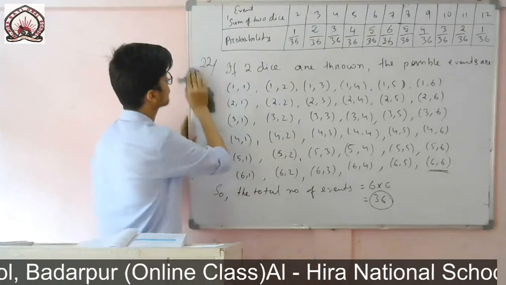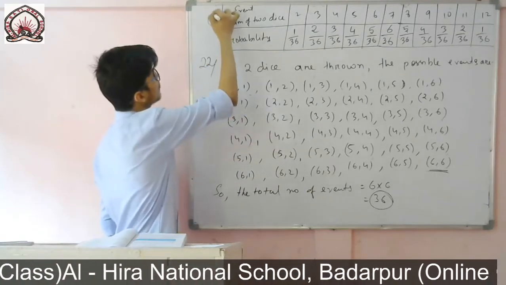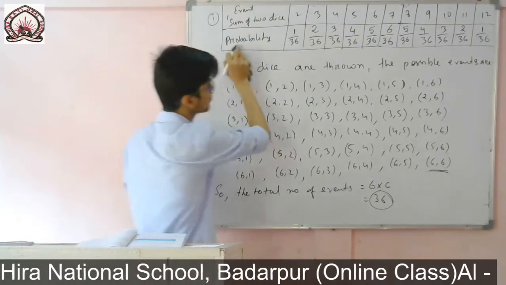So I'll write 22, this one, Roman number 1. I have filled the table. So now I'll do Roman number 2.